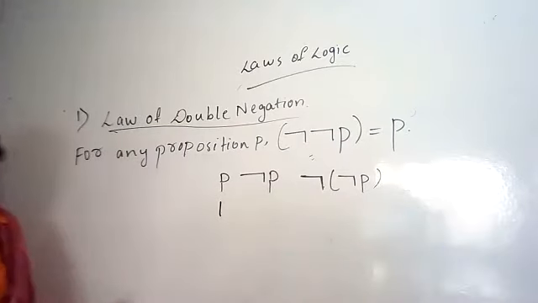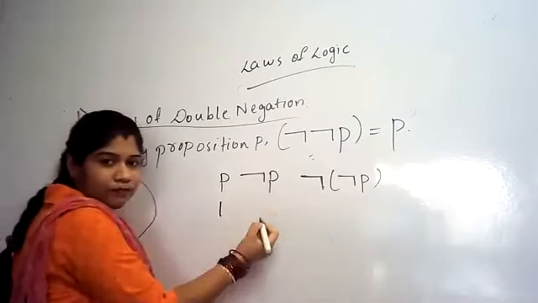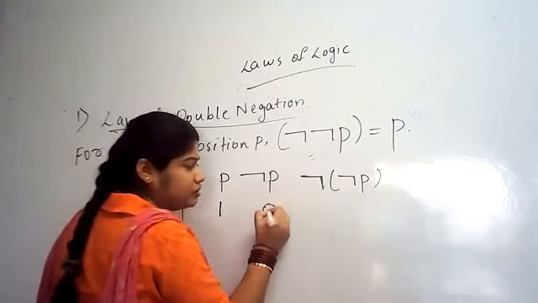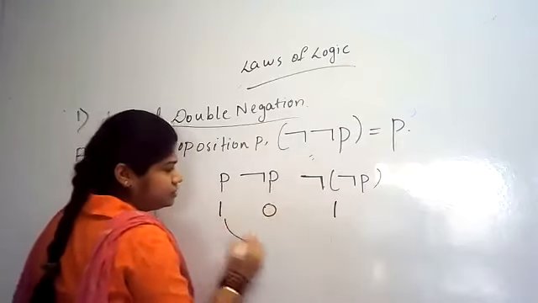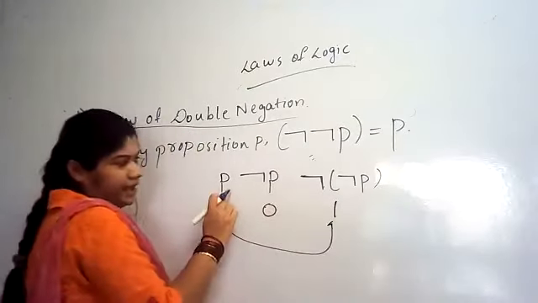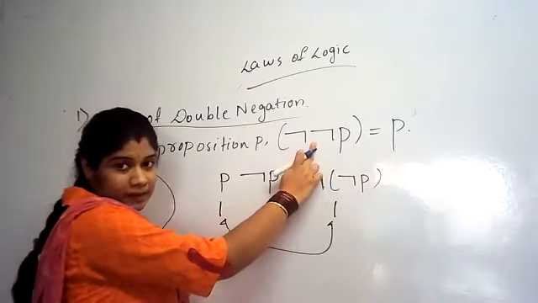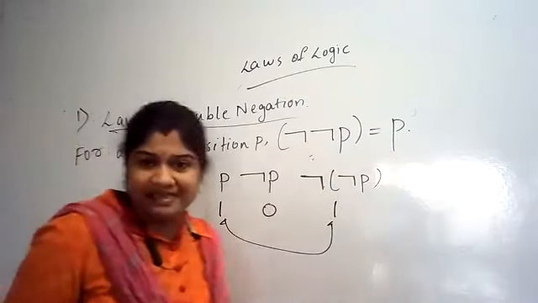For example, consider P as 1. If proposition P is 1, negation of P will definitely be 0. What will be negation of negation P? It will be 1. See whether these two are the same? Yes. P is equal to negation of negation P.